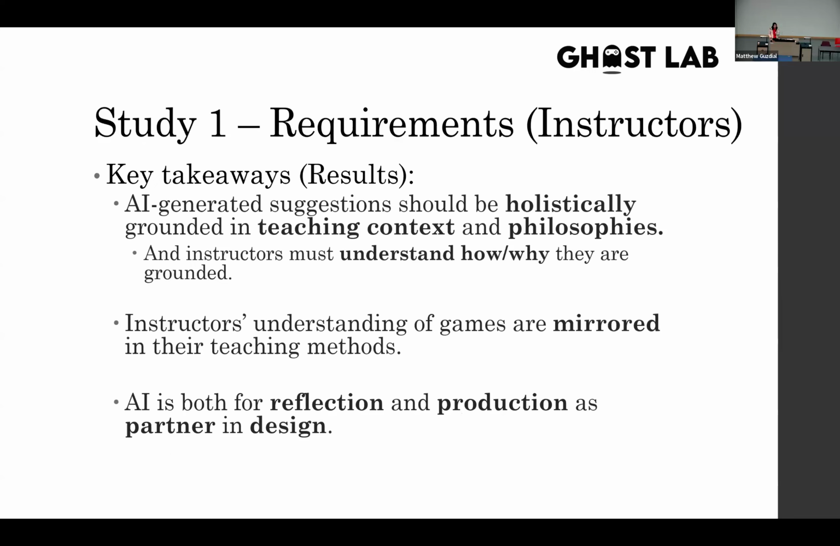Before I actually designed this kind of system, we conducted an interview study with 22 instructors to find out what they actually want and how they imagine this kind of AI tool could help them design educational games. The key takeaways are that AI-generated suggestions should be holistically grounded in teaching context and philosophies, and instructors must understand how and why they are grounded. Also, their understanding of games is mirrored in their teaching methods, and they require AI both for reflection and production as partners in design.